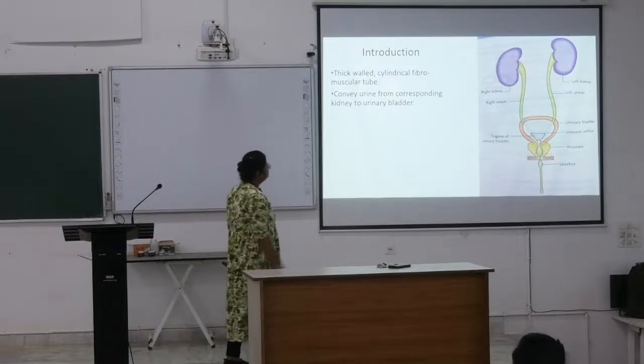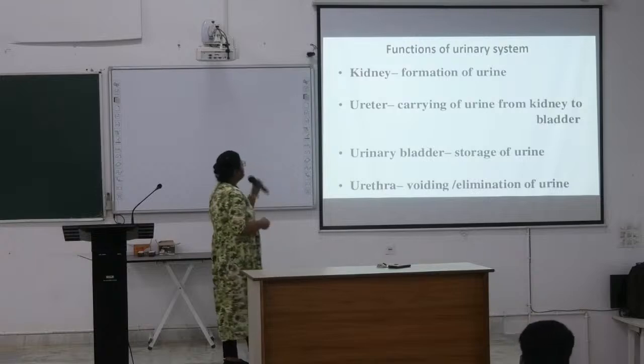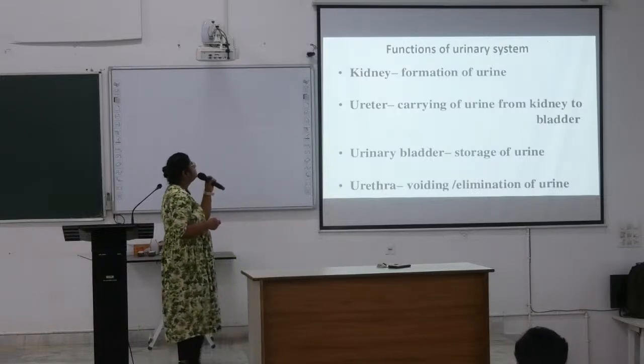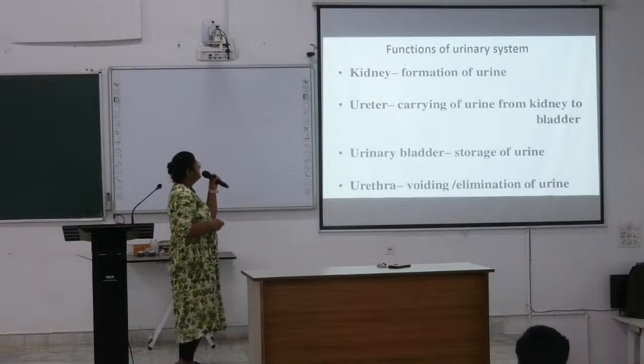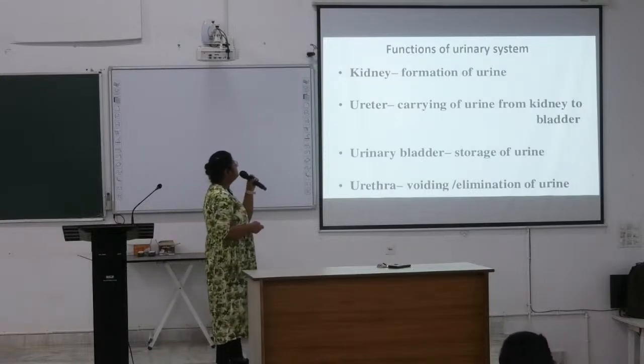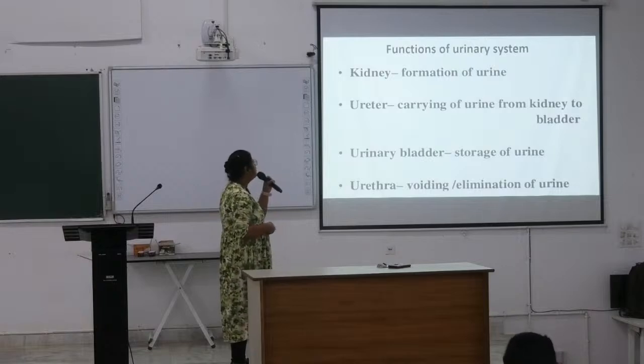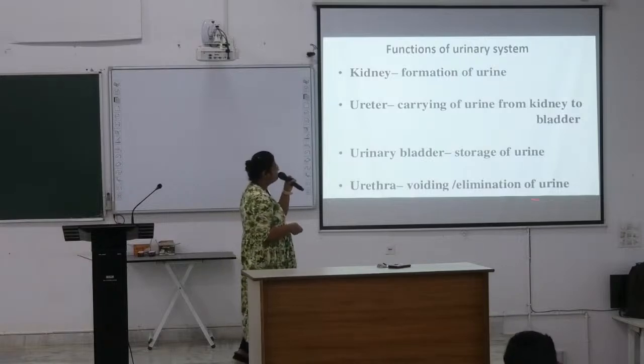Next, so these are the functions of the urinary system. The kidney helps in formation of urine, the ureter carries urine from the kidney to the bladder, the urinary bladder helps in storage of urine, and the urethra is for voiding or elimination of urine.